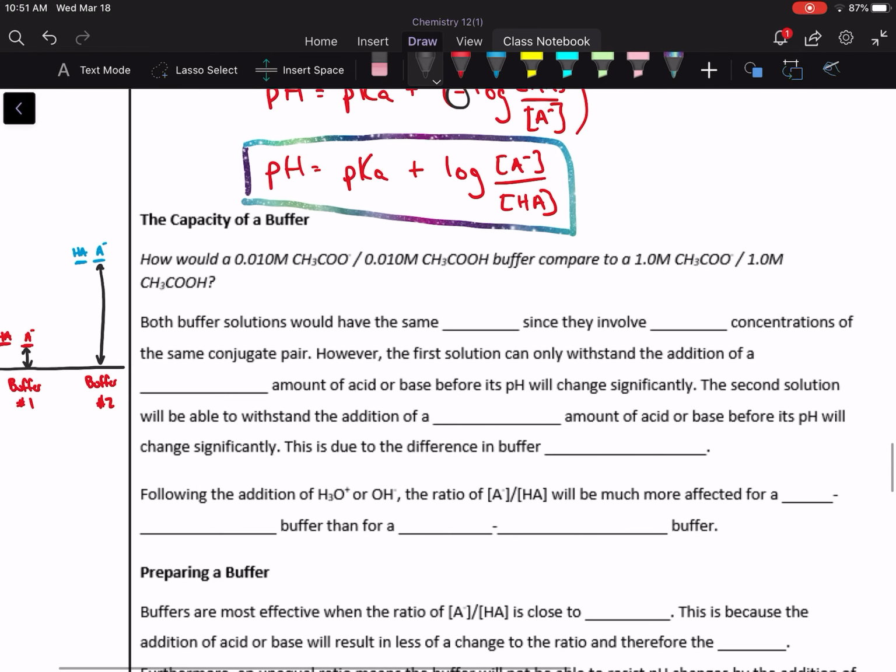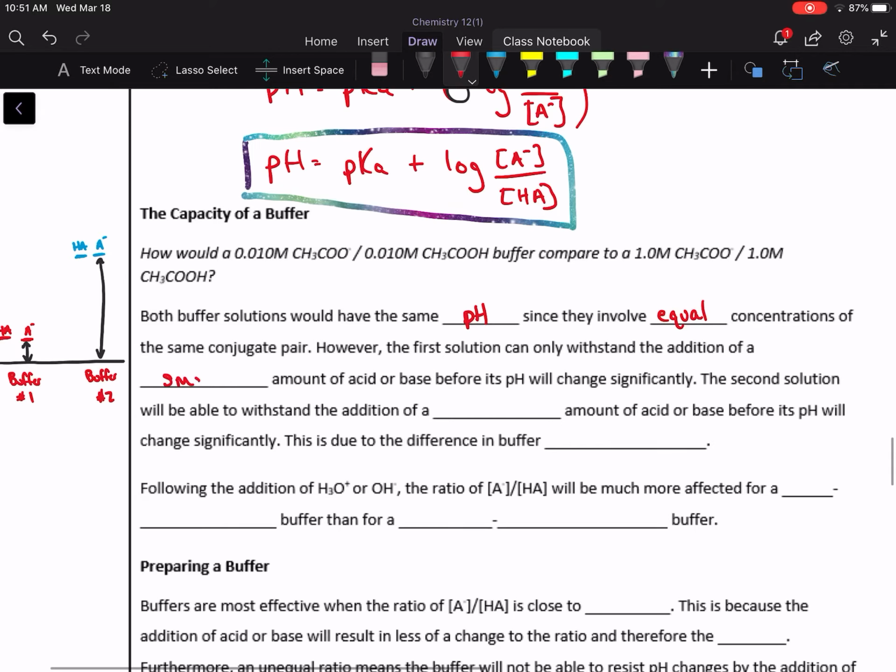In this example, both buffer solutions would have the same pH since they involve equal concentrations of the same conjugate pair. However, the first solution can only withstand the addition of a smaller amount of acid or base before its pH will significantly change. The second solution will be able to withstand the addition of a larger amount of acid or base before its pH will change significantly. This is due to the difference in buffer capacity.